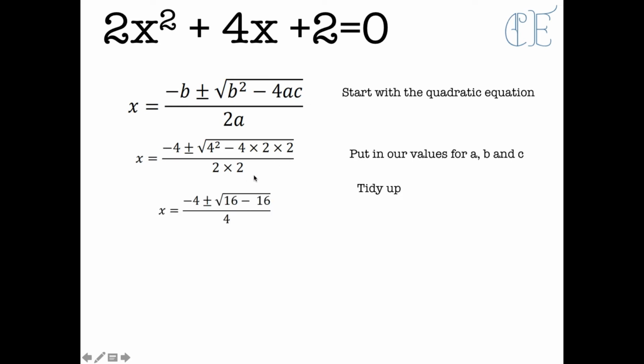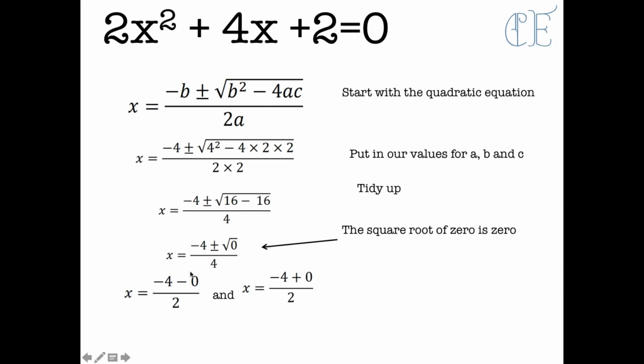So let's tidy that up a little bit. In the square root sign, I have 16 minus 4 times 2 is 8, times 2 is 16. So in here we have 16 minus 16. And on the bottom, 2 times 2 is 4. So now, in here we actually have a 0. So we don't have to worry about plus or minus, we just do these two calculations.